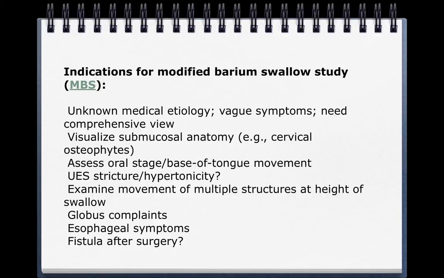This would be also my choice if there was some suspicion about weird anatomical stuff submucosally. In other words, stuff that you couldn't see just from a surface inspection. So that would be abnormal osseous structures like cervical osteophytes, which are these little bony projections from the vertebra. Or if I wanted to see how recent surgery was possibly affecting someone's swallow, then an MBS would be what I would want to see, particularly if it was neck surgery of some kind.